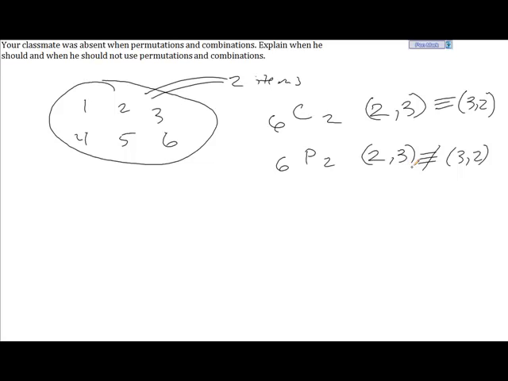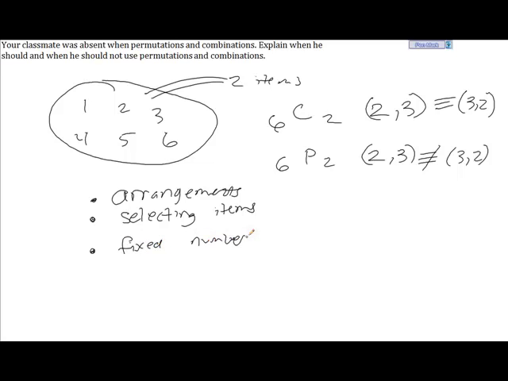Anytime we're dealing with any arrangements, arranging things, selecting items, and we have a fixed number of items possible. That's really important. So we would say fixed or finite, meaning that it's not infinite. We know how many things there are, and from those we're going to be selecting some.